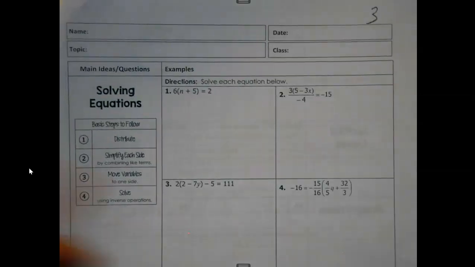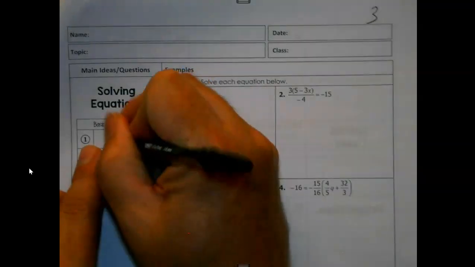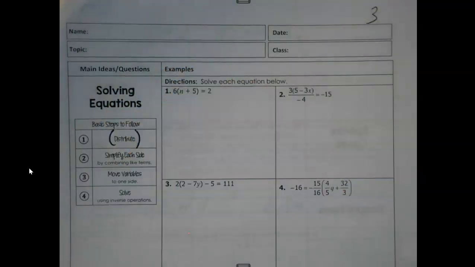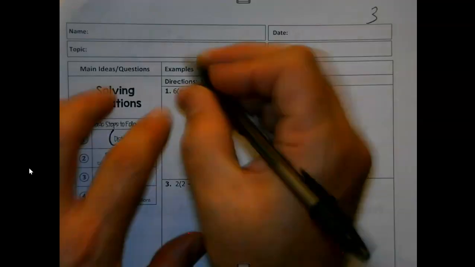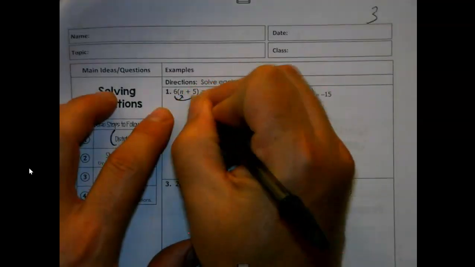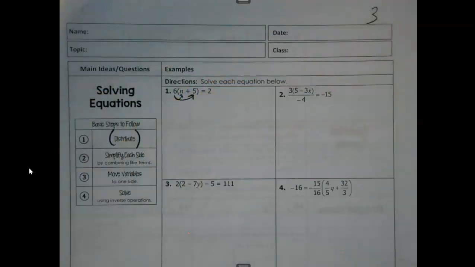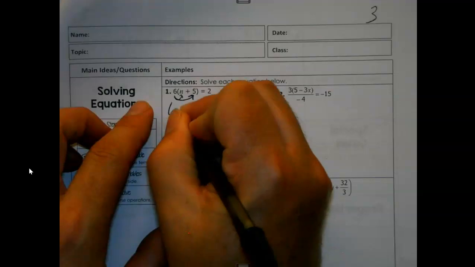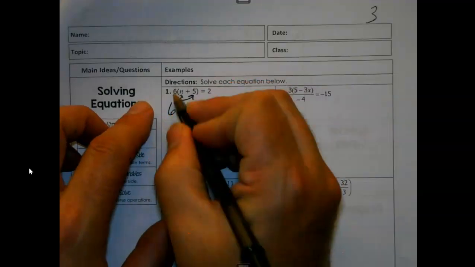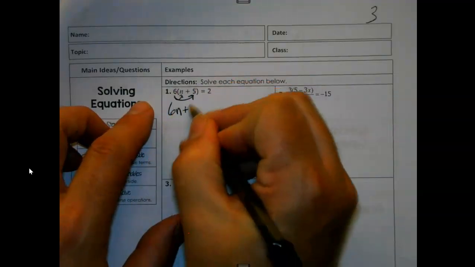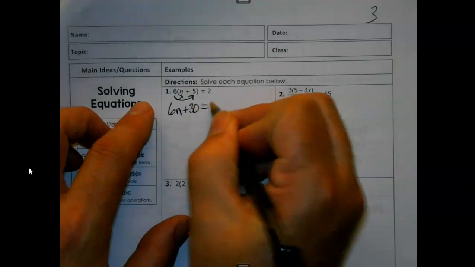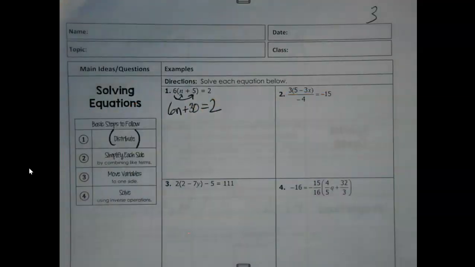Okay, first thing. Distribute just means, hey, are there parentheses anywhere? If there are, we are going to knock that out right away. So we're a little multiplying here at the start. So 6 times n, 6 times 5 is 30. Parentheses are out of there. Okay, so step 1, we're good.